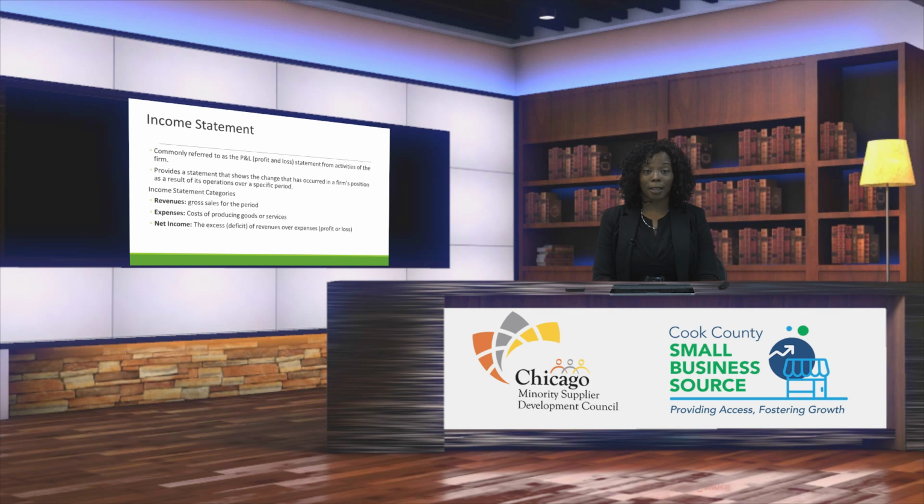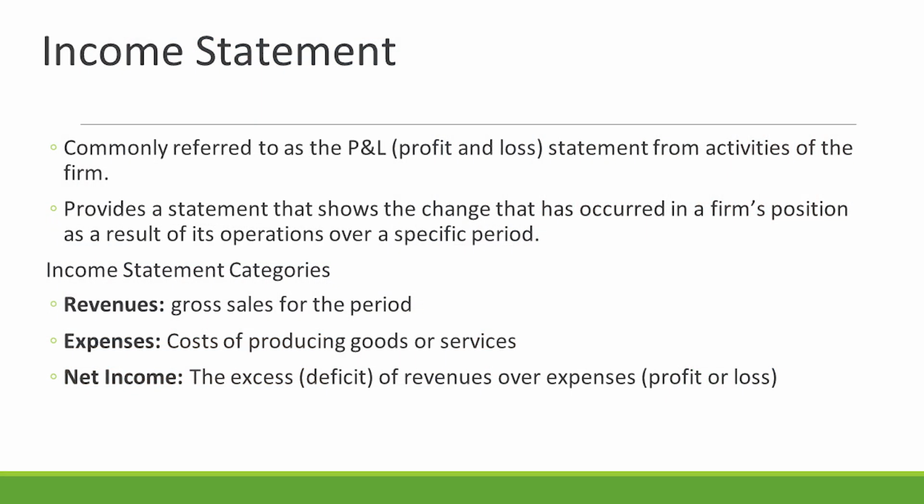Next is the income statement. The income statement is commonly referred to as the profit and loss statement or the P&L statement. It shows the activities of the firm, and it provides a statement that shows the changes that occurred in the firm's position as a result of its operation over a specified period of time.